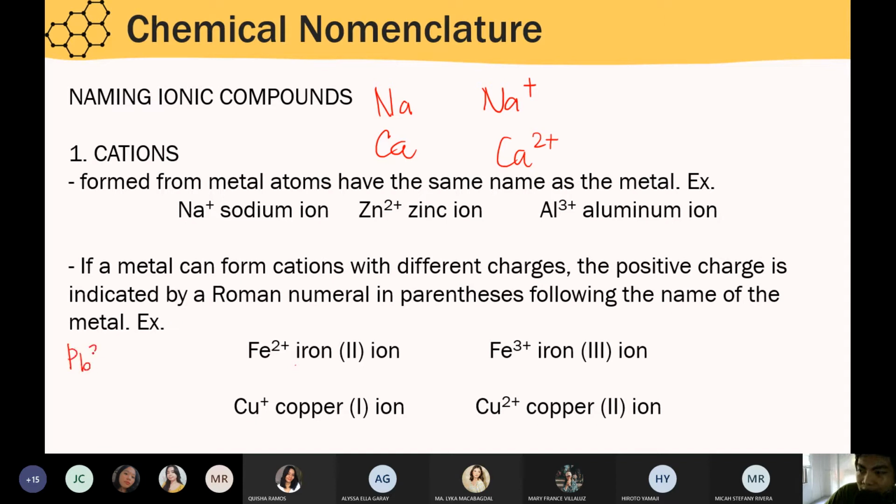Another example will be lead. There are two types of lead: the Pb2+ and the Pb4+. So you name this as lead(II) and this as lead(IV). Make sure you know how to write Roman numerals. We've been doing it since kinder. I'm in kinder: 1, 2, 3, 4, 5, 6. Up to 6 only, usually. So we indicate the charges with those Roman numerals.